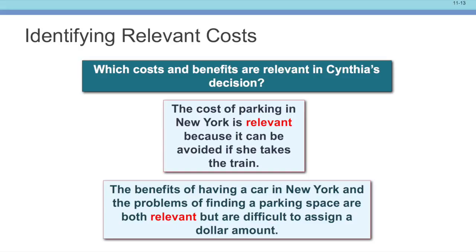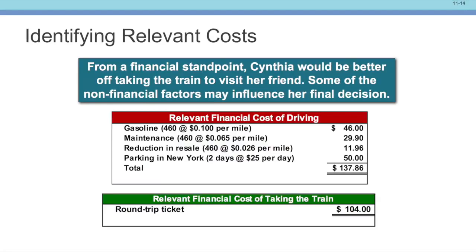And so we end up with this final chart under identifying relevant costs. From a financial standpoint, Cynthia would be better off taking the train to visit her friends. Some of the non-financial factors, however, may influence her decision. So the relevant driving costs are gasoline, 460 miles at 10 cents a mile is $46. Maintenance, 460 at 6.5 cents is $29. Reduction in resale value is $11.96. Parking in New York is $50. Total is $137.86. And of course, the train ticket is $104, so the car costs a little bit more.